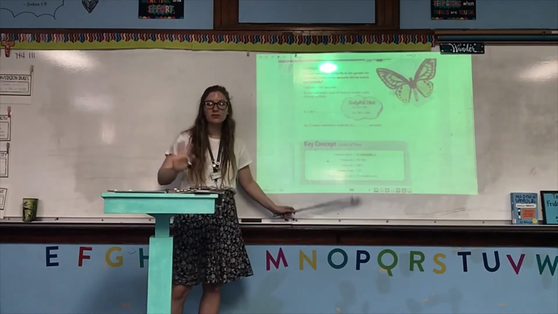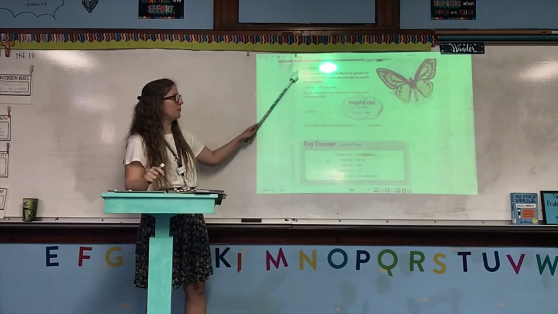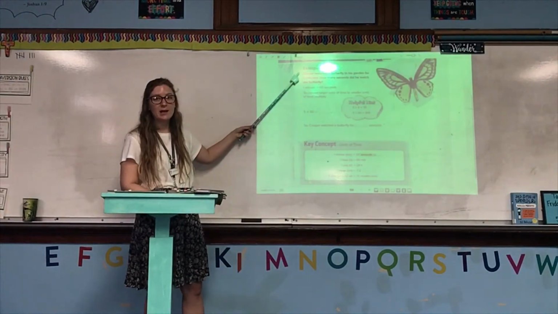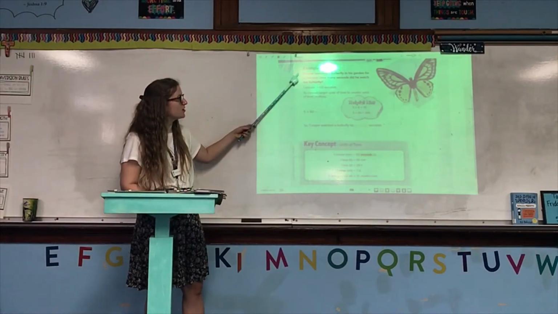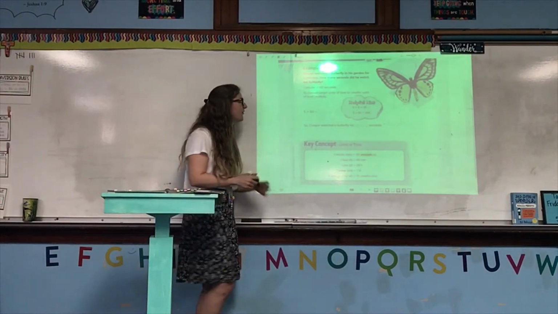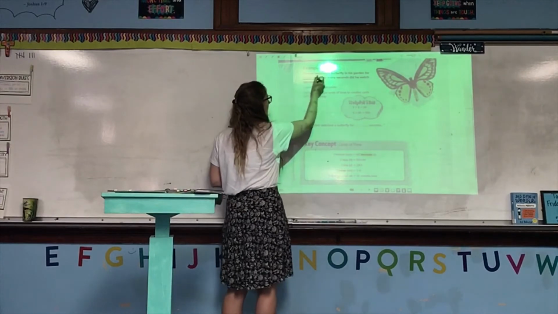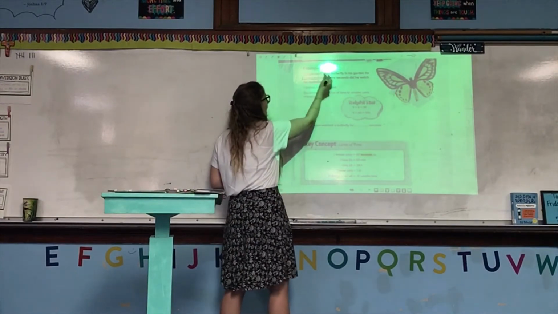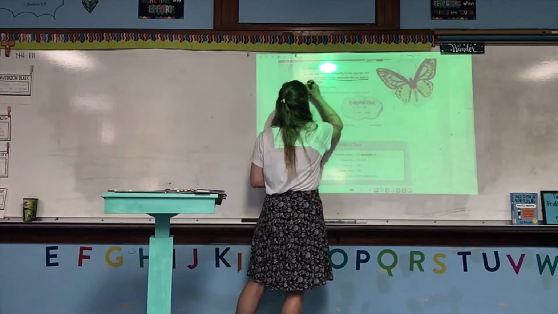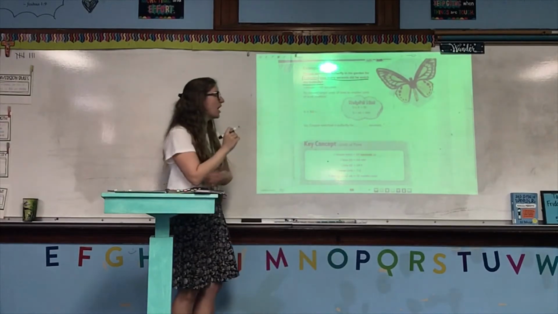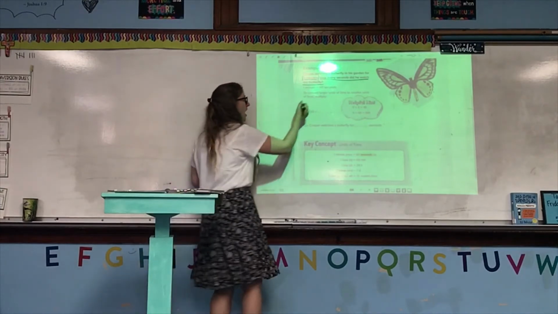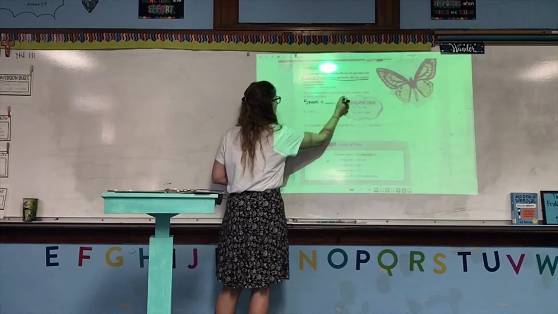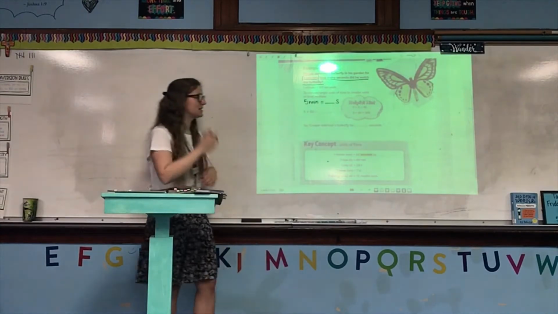So now that we've looked through that again really quickly, let's look at example 1. Finger or pencil on example 1. Read in your head while I read out loud. Cooper watched a butterfly in his garden for 5 minutes. How many seconds did he watch the butterfly? So what that means is we know there are 5 minutes, and we're trying to figure out how many seconds that is.